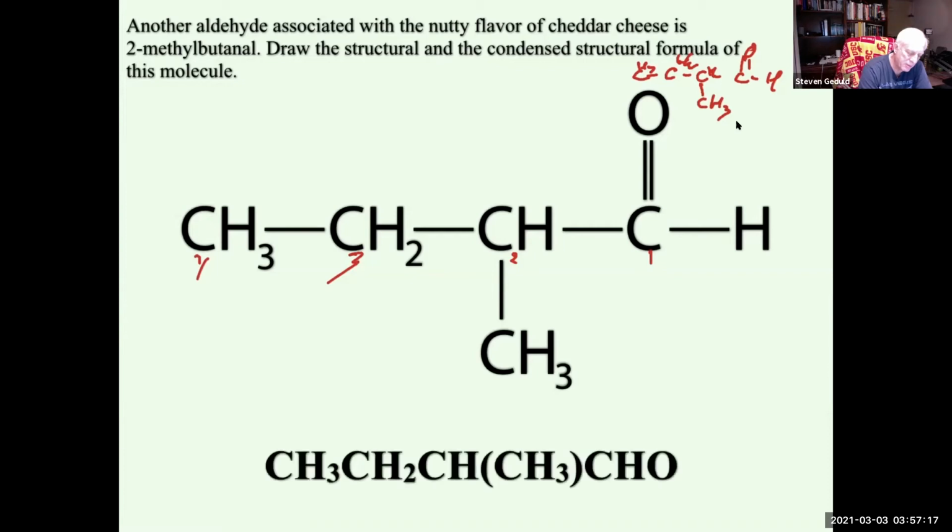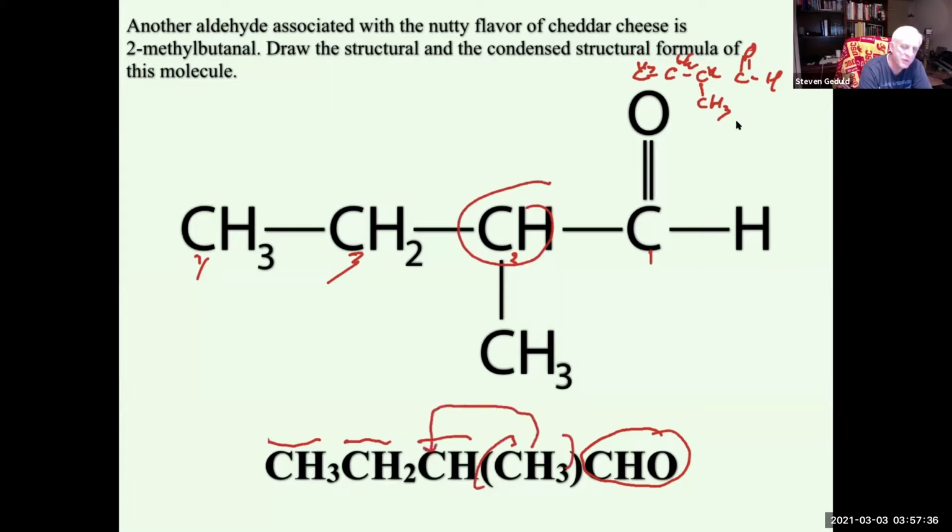And the condensed formula, just push all that together. Remember your CHO. Remember, we don't put COH because that would look like an alcohol. We put CHO. We just switch them around, so we know we're referring to an aldehyde. So here's your CH3 group. Here's your CH2 group. Here's your CH group, which is right here.